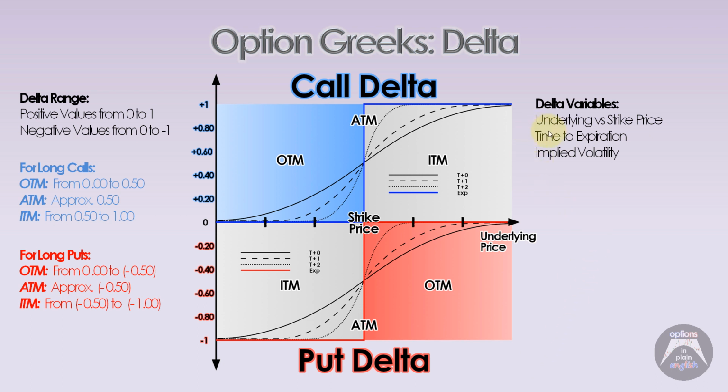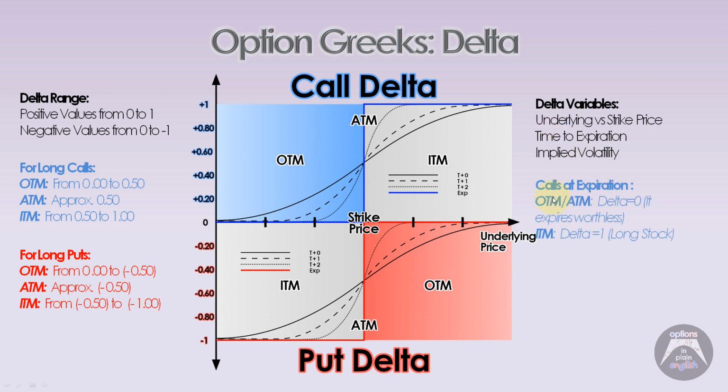We mentioned time to expiration. You can see here, as time passes, this curve starts going closer and closer to 1 and 0. So this is how delta changes. Delta is not static. Delta changes with the underlying price, with time to expiration, and also with implied volatility.